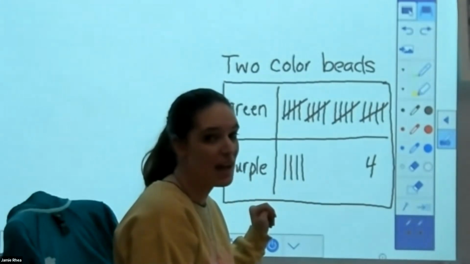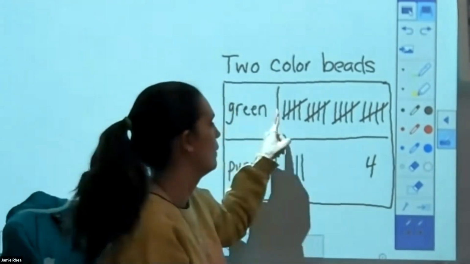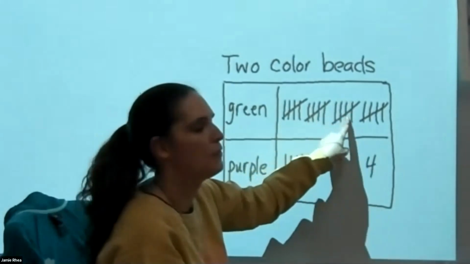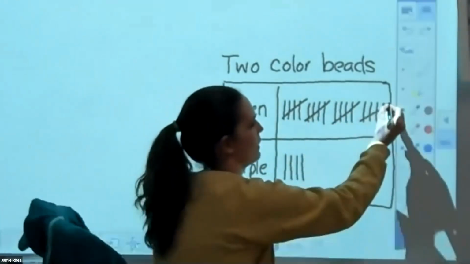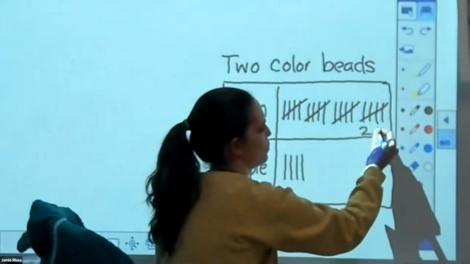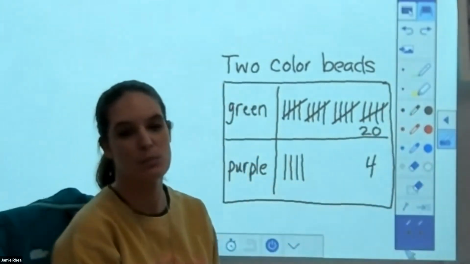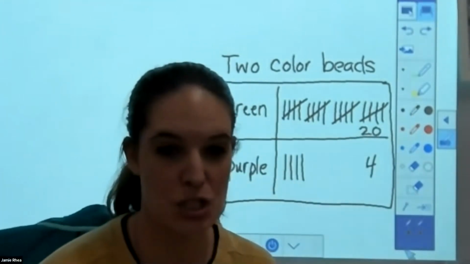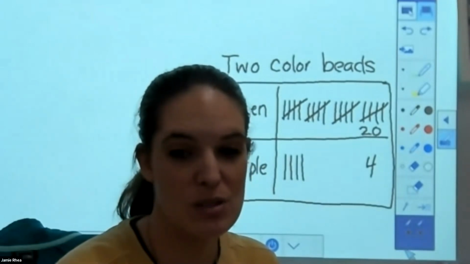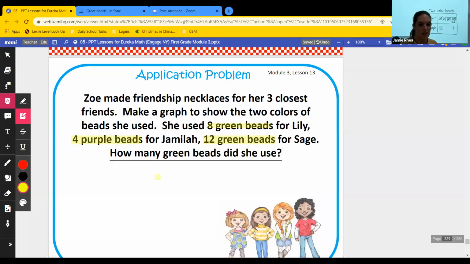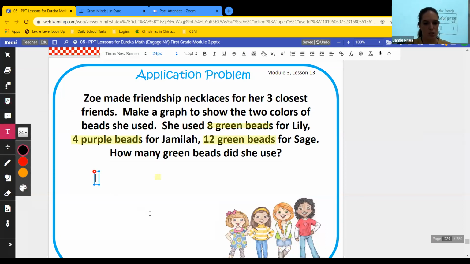So let's count by 5s and then by 1s if we need to. 5, 10, 15, 20. How many did she use? 20. Let's see if I can write it. Oh, I'm going to write it right here. 20 beads. So can I answer my question? How many green beads did she use? Yeah, I can answer it and say that she used, oops, let me switch here, text box. She used 20 green beads.